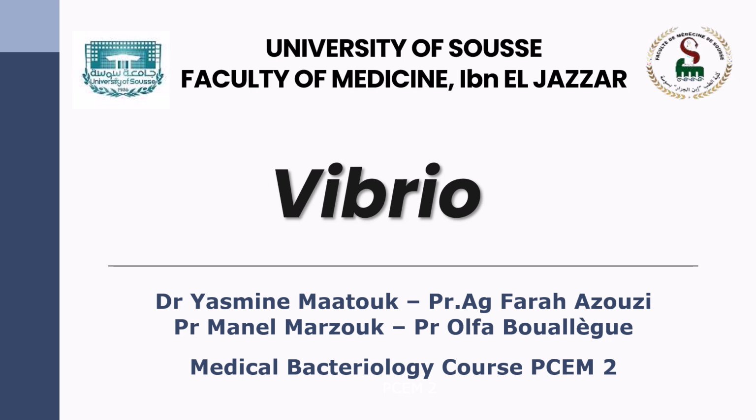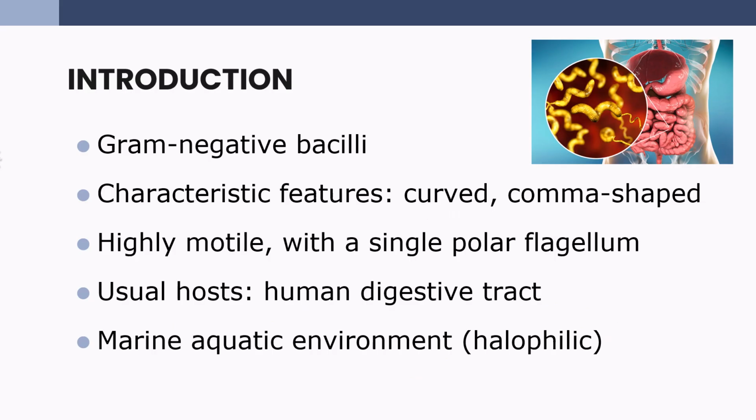In this video, we will discuss Vibrio, detailing its microbiological characteristics, its pathogenicity, as well as the main infections it causes and the corresponding preventive measures. Vibrios are gram-negative bacilli characterized by a typical curved, comma-shaped morphology. They are highly motile due to the presence of a single polar flagellum.